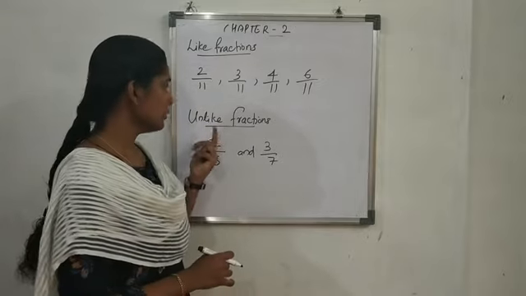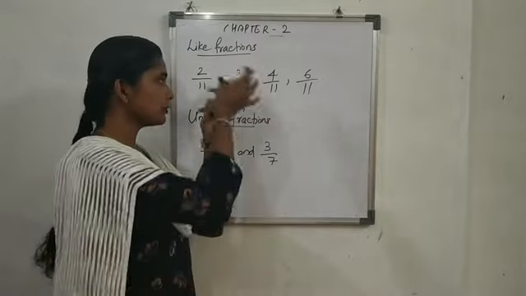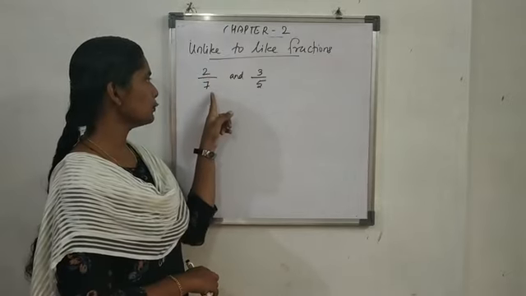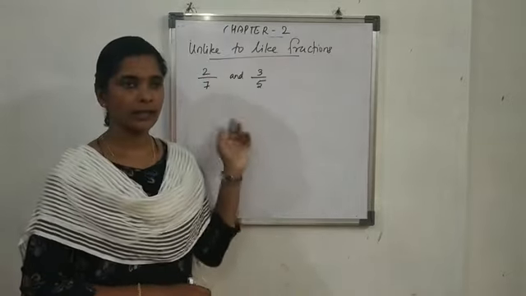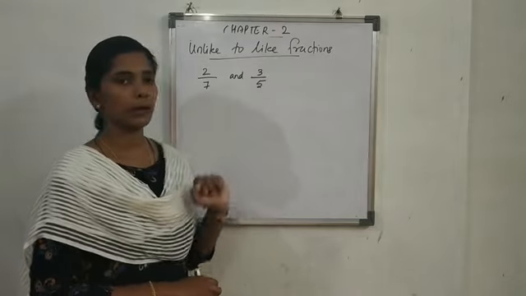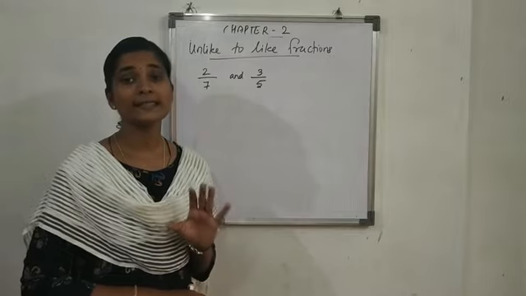Okay, then one more is that we can convert unlike fractions to like fractions. How will you convert? Let's see. Two fractions are there, 2 by 7 and 3 by 5. Is it a like fraction? Just check the denominators. This is 7 and 5. So different denominators, therefore it is an unlike fraction.